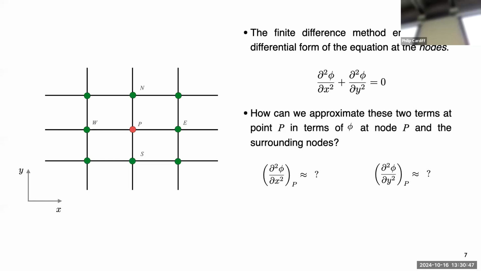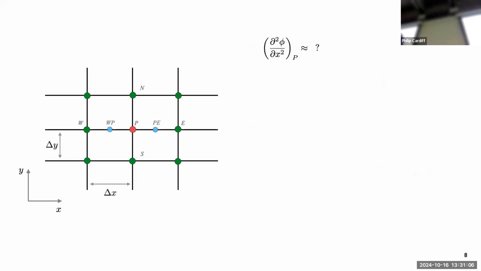To do that, we basically have to figure out how we can approximate the second derivative in the x direction and the second derivative in the y direction at point P, using the values of phi at the surrounding nodes. There are a few different finite difference ways to do this. I'll show you maybe a classic, simplest way. Let's just do the x direction. If we can figure out the x direction, we can just do the same thing in the y direction. Instead of dealing directly with the second derivative, let's split it as the derivative of the first derivative.